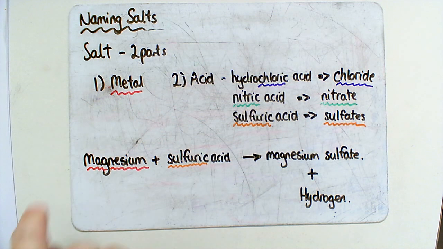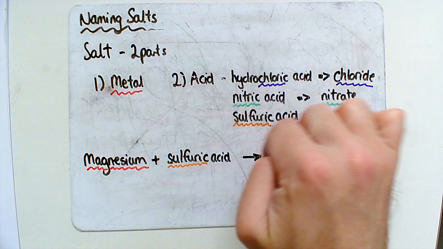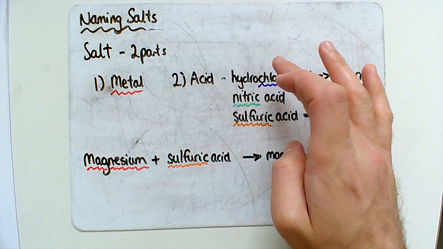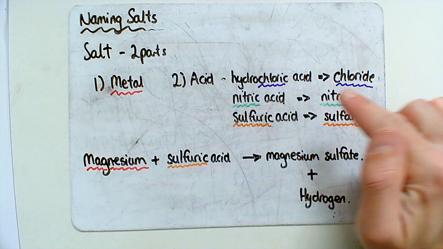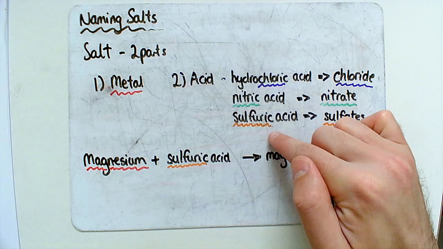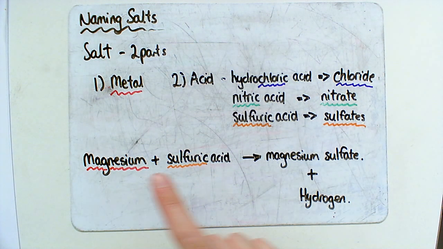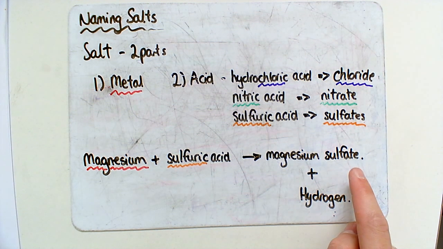First part is just the name of the metal that's reacting. For example, in this one it's magnesium. Then for the second part, we look at the type of acid, and we remember that hydrochloric acid produces chlorides, nitric acid produces nitrates, and sulfuric acid produces sulfates. So here we had magnesium and sulfuric acid, so it was magnesium sulfate.